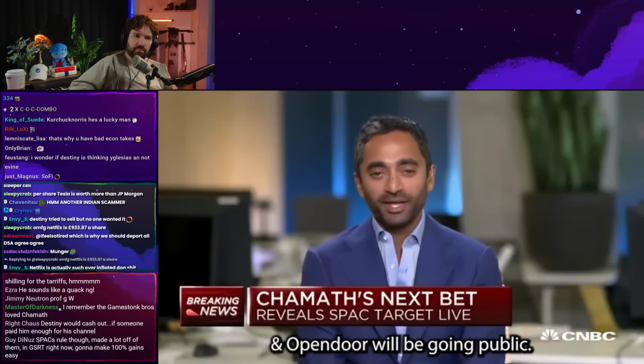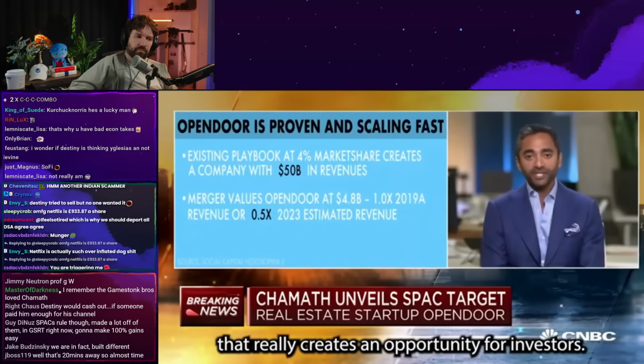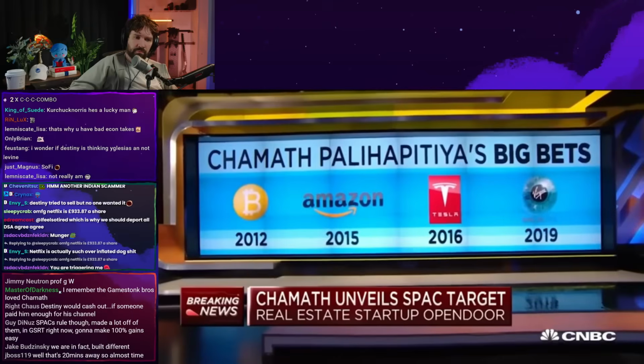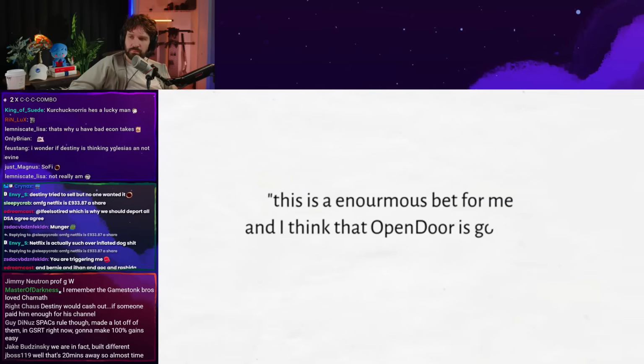IPOB is merging with Opendoor, and Opendoor will be going public. And it's a merger that really creates an opportunity for investors. And I really believe in this business. This to me feels like Bitcoin in 2012, Amazon in 15, Tesla in 16, Virgin last year. This is an enormous bet for me. And I think that Opendoor is going to build a huge, huge business.